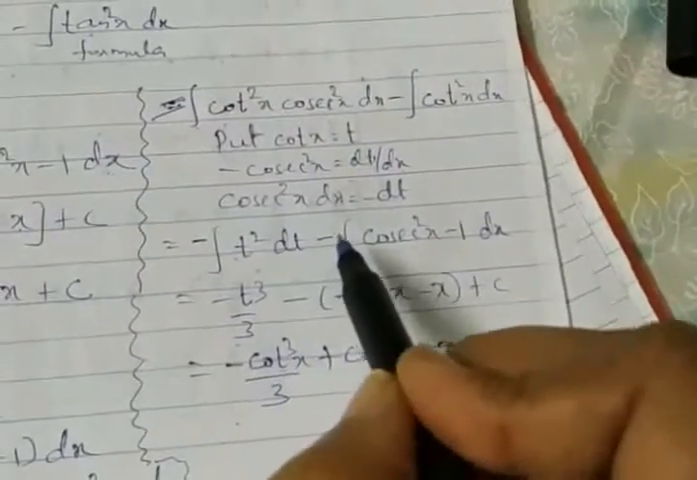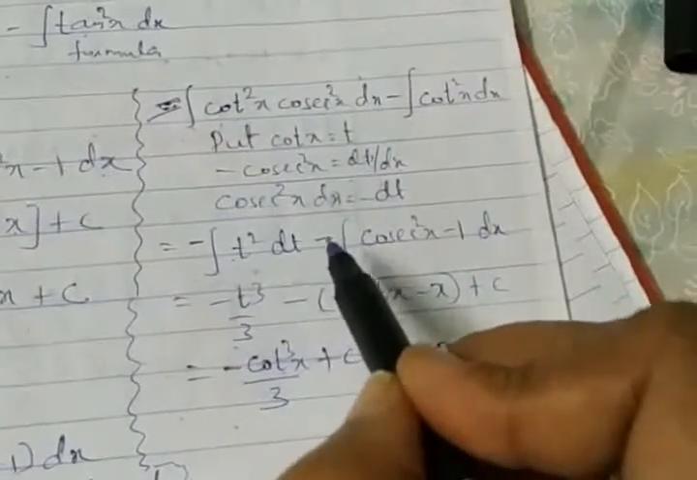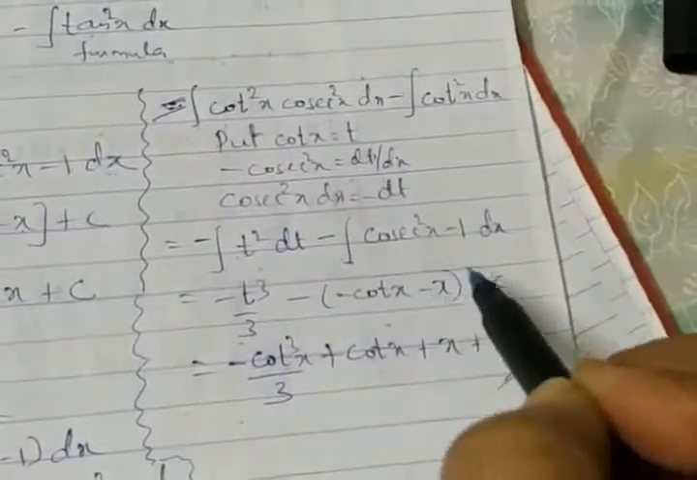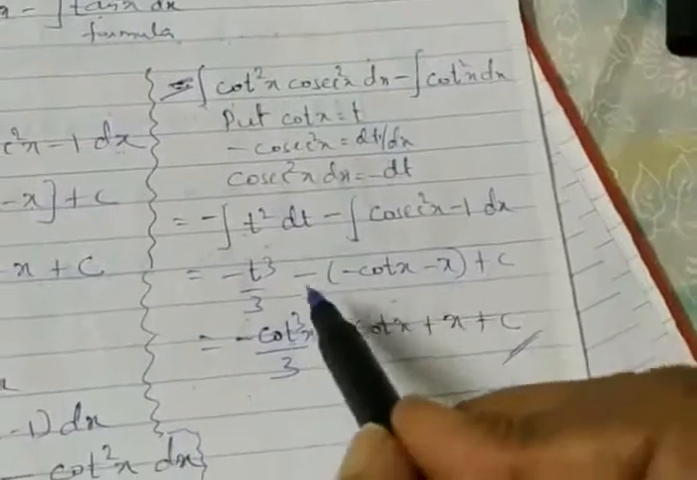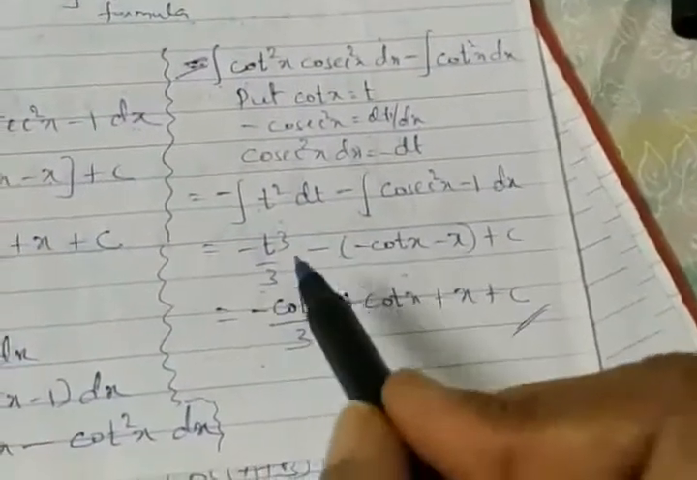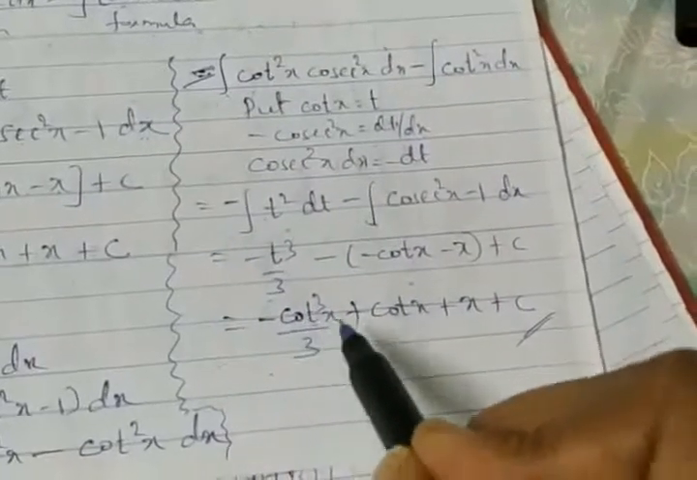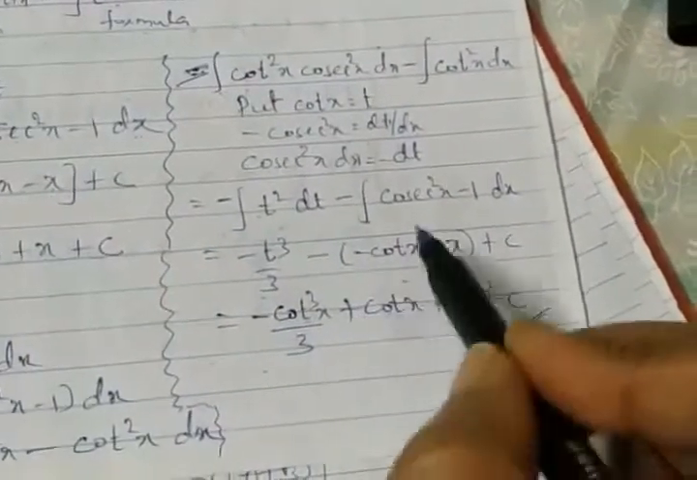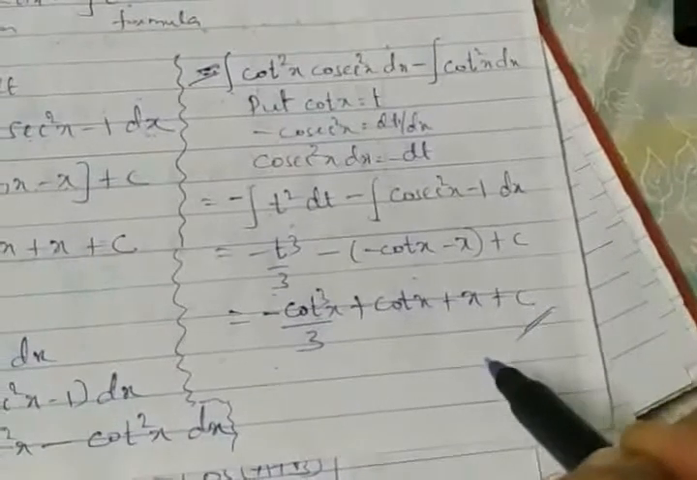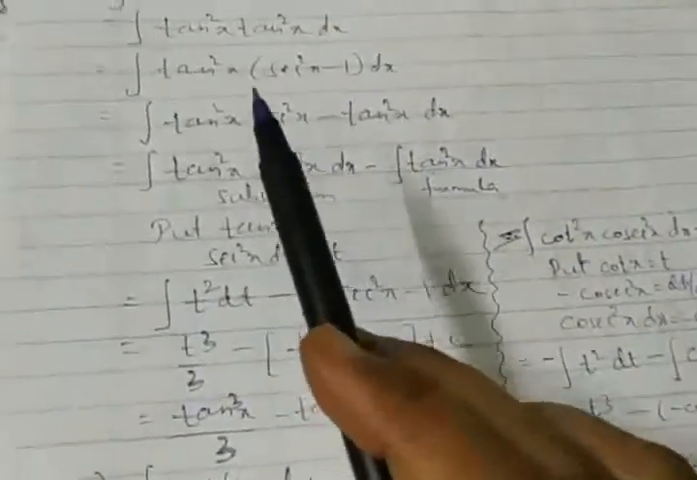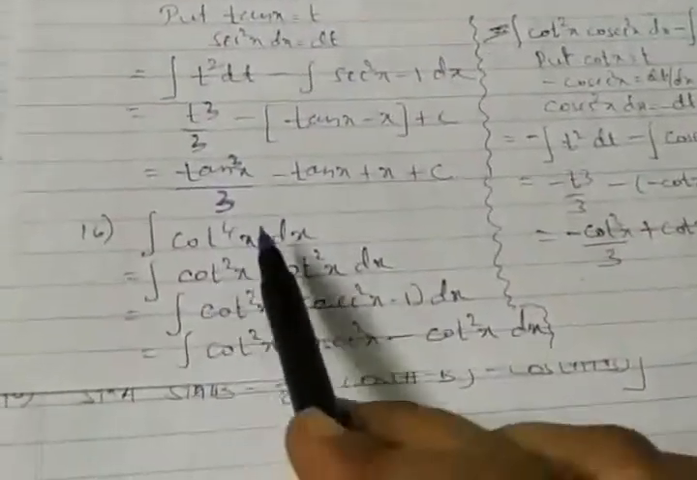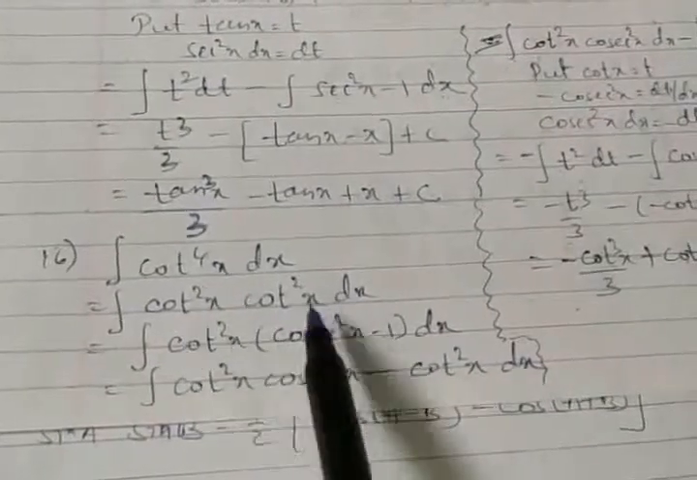Pay proper attention to the minus. Just keep the minus out and take a bracket so that you do not go wrong. So now integration is done. Let's replace t: we have minus, t is nothing but cot cube x, denominator 3, minus into minus plus cot x, we have plus x plus c, should be the answer. So like tan raised to 4, do cot raised to 4 also by taking cot square.